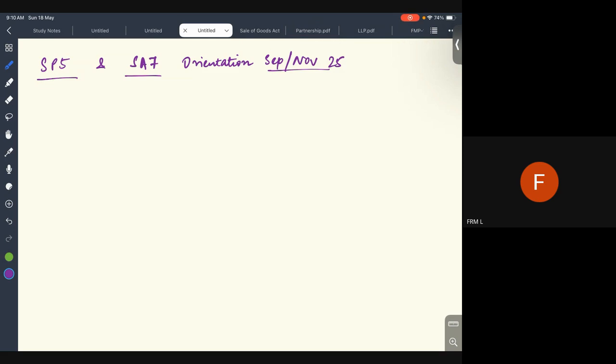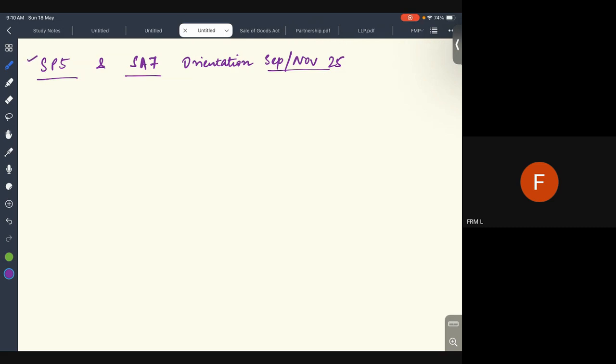So basically, in this orientation session, what we are going to discuss is, number one, the detailed syllabus, which means what are the topics, what are we going to study in them, and then after that, we are going to see that at Actuators, when we begin our coaching for SP5, SA7, how are we going to go about the preparation? Okay. So, starting with SP5, which is the first level paper.